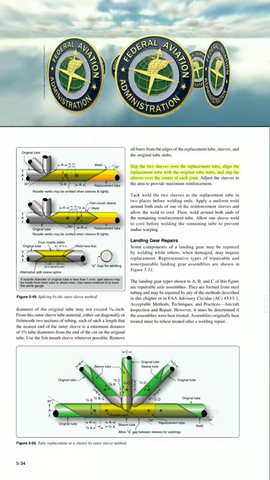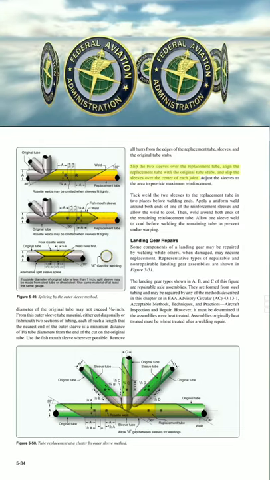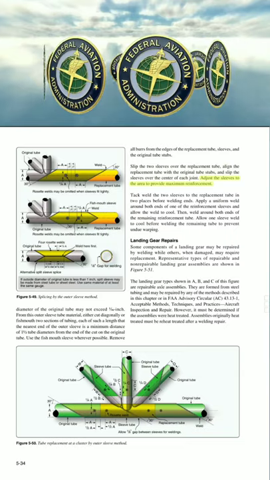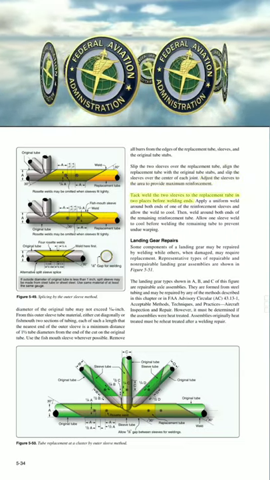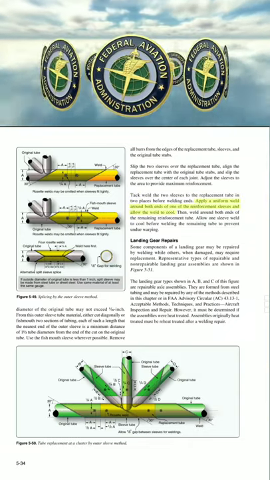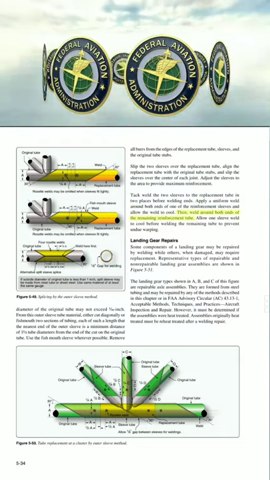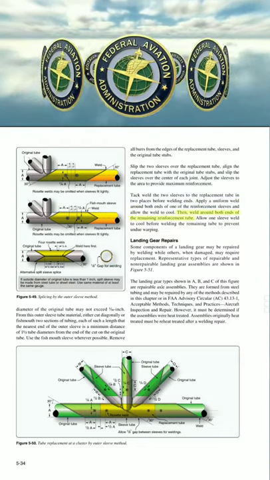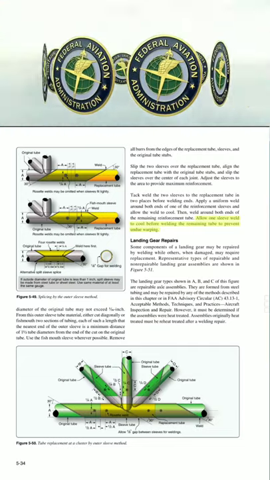Slip the two sleeves over the replacement tube, align the replacement tube with the original tube stubs, and slip the sleeves over the center of each joint. Adjust the sleeves to the area to provide maximum reinforcement. Tack weld the two sleeves to the replacement tube in two places before welding ends. Apply a uniform weld around both ends of one of the reinforcement sleeves and allow the weld to cool. Then, weld around both ends of the remaining reinforcement tube. Allow one sleeve weld to cool before welding the remaining tube to prevent undue warping.